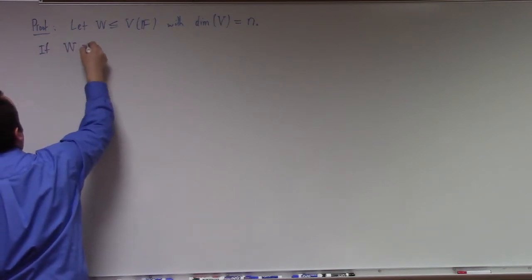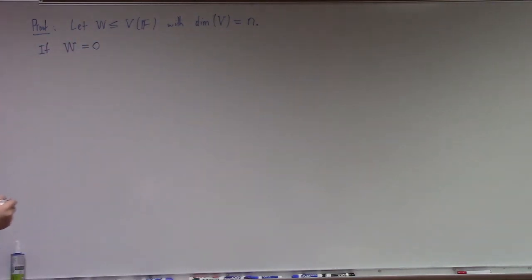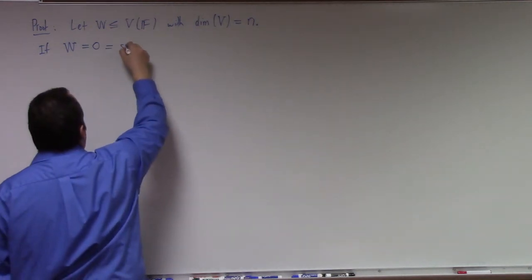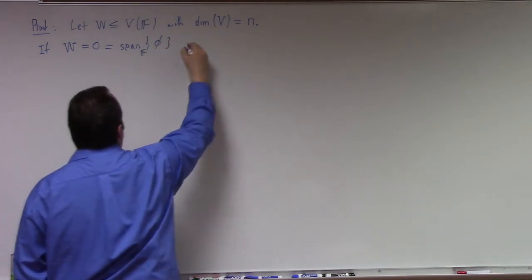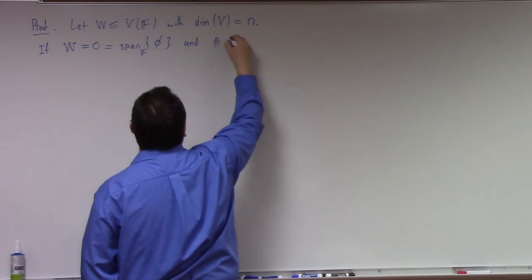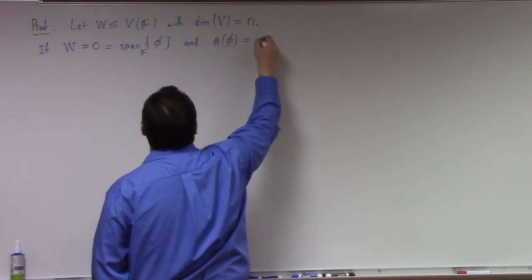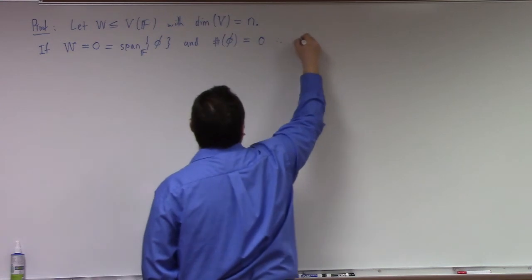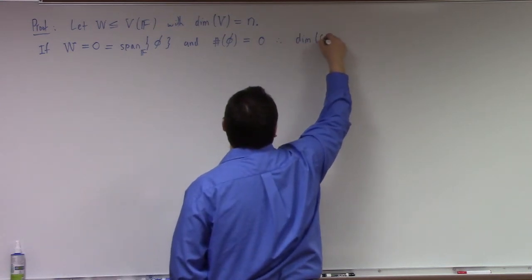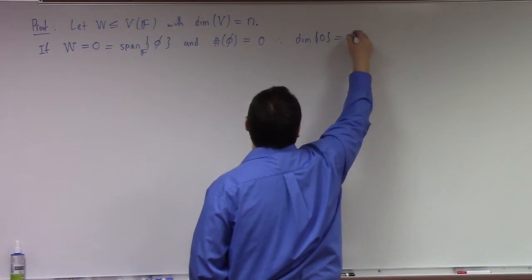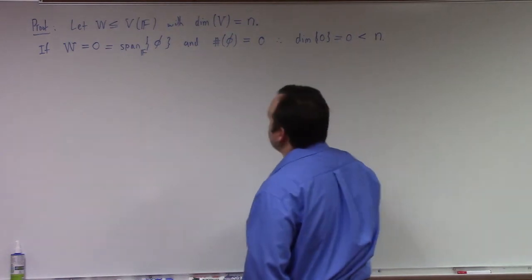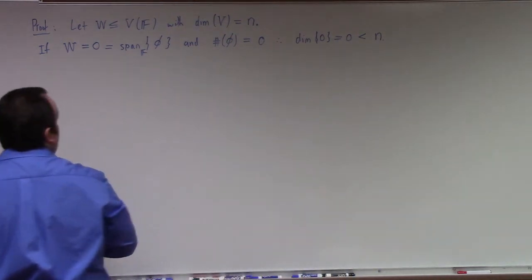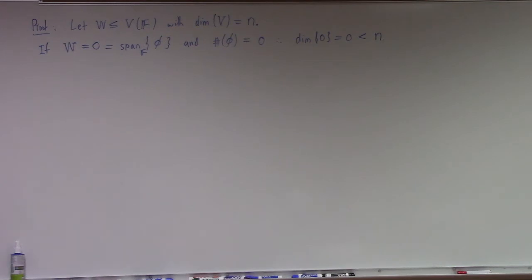So we can have W equal to 0, right? If W equals 0, well, then that's the span of what? The empty set by our definition over the field, right? And the number of things in the empty set is what? 0, right? So the dimension of the 0 space is equal to 0, which of course is less than n. So I think we're okay with the 0 space, right? No trouble there. So what else then?